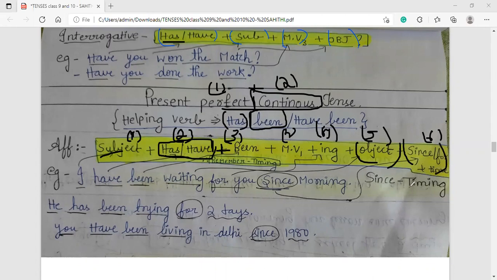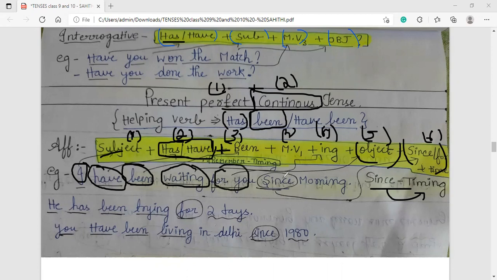Since we use it for timing, for we use it for like. Now example, you see: I have been waiting for you since morning. Here, I is the subject, have is the helping verb, been is the continuous tense's helping verb, waiting is the main form of verb plus ing. For you is our object, since morning is the time.